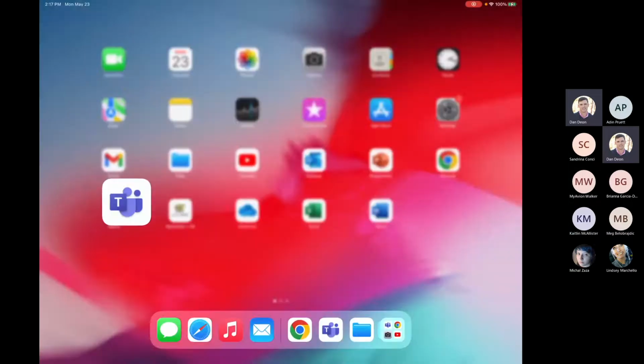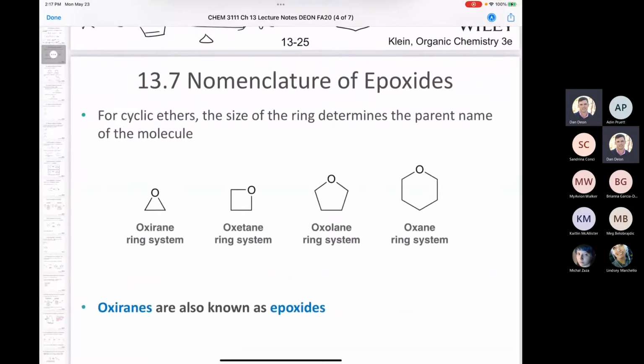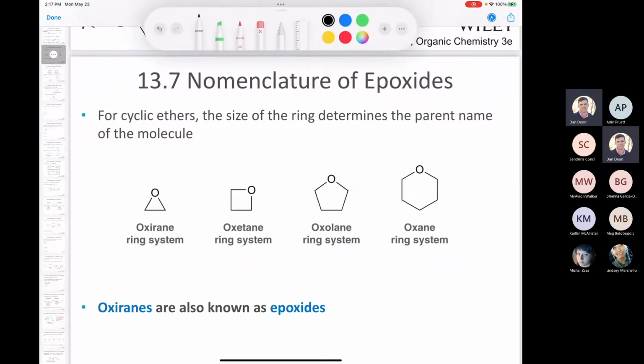Okay, the next section deals with nomenclature of epoxides. And as far as nomenclature goes, this is some of the most challenging nomenclature that we look at in all of organic chemistry. And the reason why is because an oxirane can also be referred to as an epoxide. So it says here, for cyclic ethers, the size of the ring determines the parent name for the molecule.